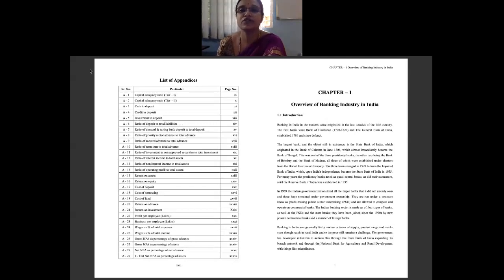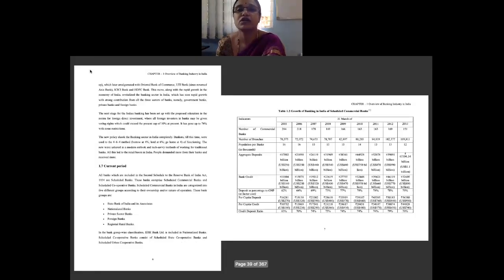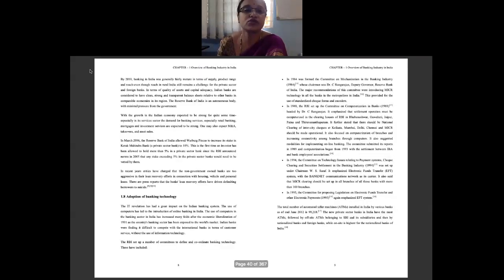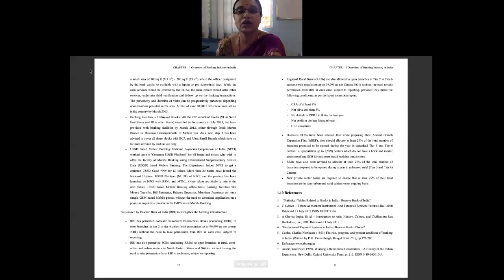So the first chapter, since it is about banking, they've started off with an overview of banks, the history of banks, okay, how the scheduled banks have grown, how banking technology has come. Now this, as I told you, at the end of every chapter they have given references. Most of them usually give references at the end of every chapter.